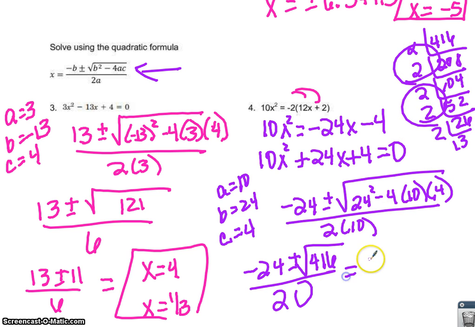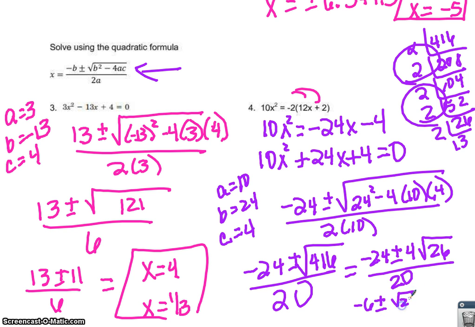This is actually going to reduce to negative 24 plus or minus, here's my 2 times 2 is 4, square root of 2 and 13 are left. Multiply those and it gives you 26 all over 20. All of these will divide by 4. So negative 6 plus or minus the square root of 26 all over 5 is your final answer.